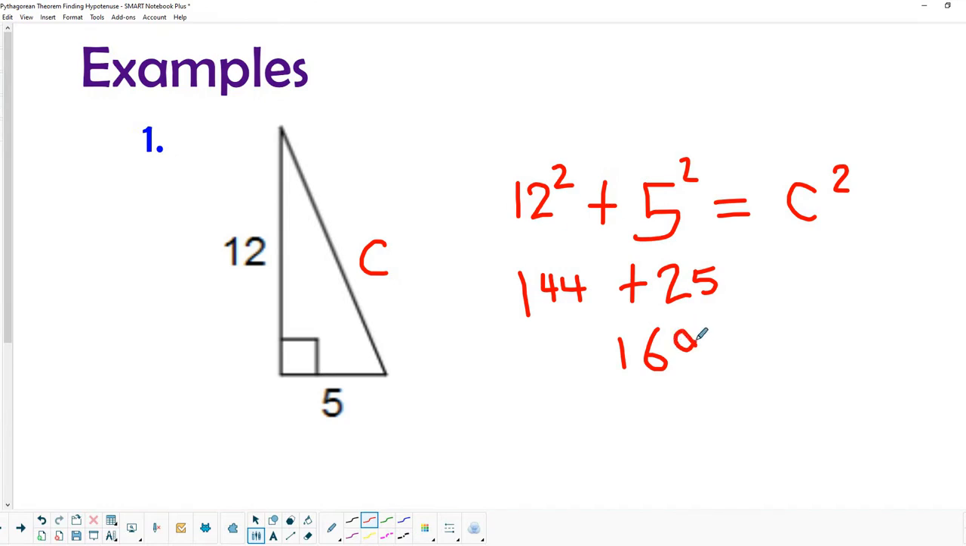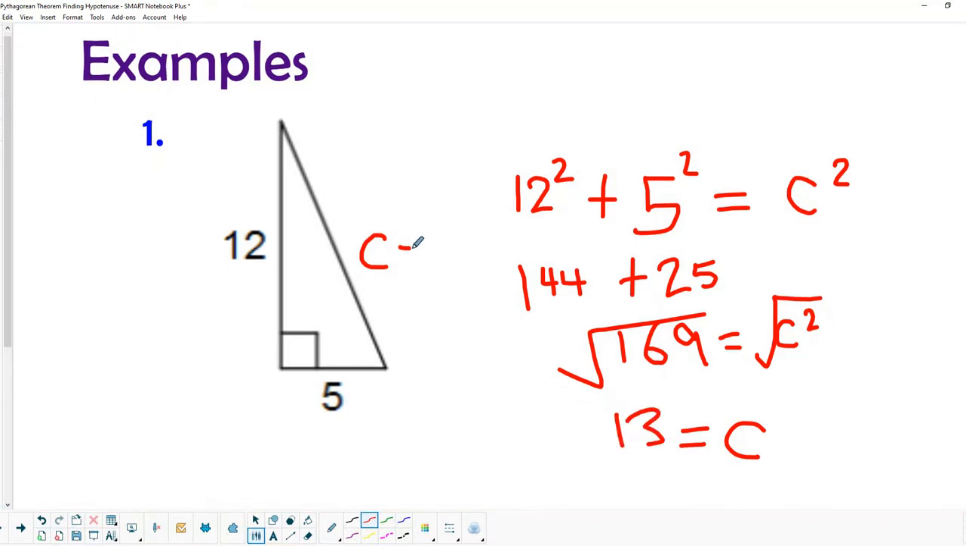And all of that is going to equal C squared. Now if I take the square root of both sides so that I can find C by itself, I find that the square root of 169 is 13. So C is 13, and I just needed to know those two numbers and the Pythagorean theorem to find it.